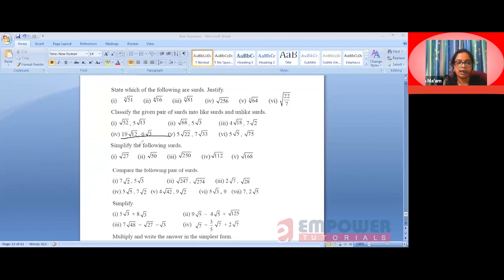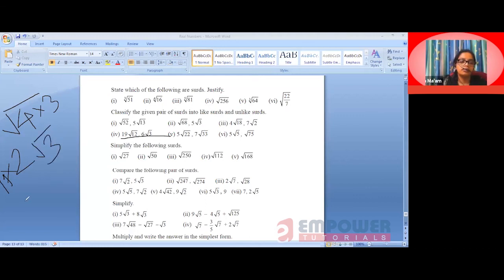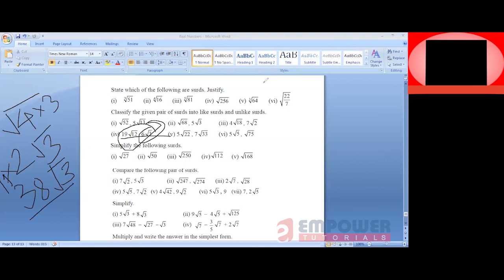Are these like surds or unlike surds? Here, 12 can be simplified. So we can write 4 into 3, and 4 can also be written as 2. So this will be 3 root... and 6 root 3. That means these two are like surds.